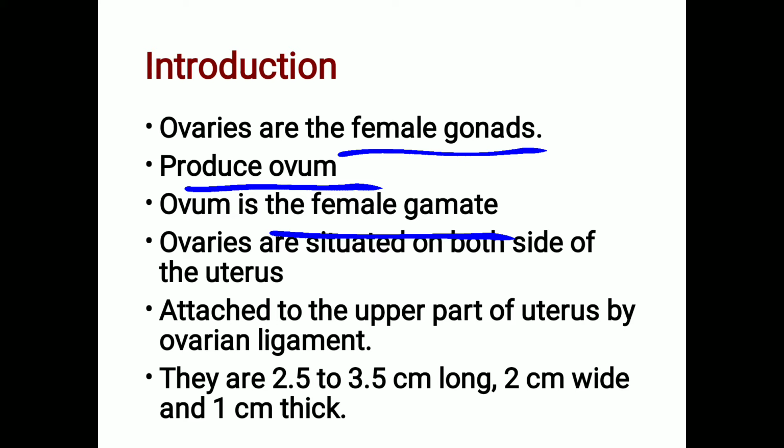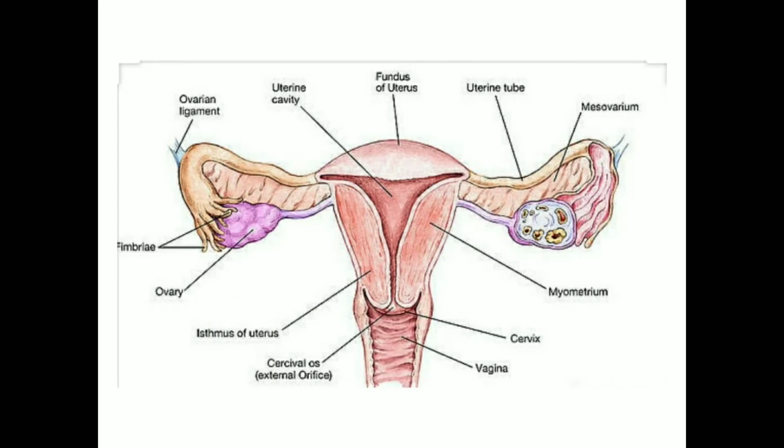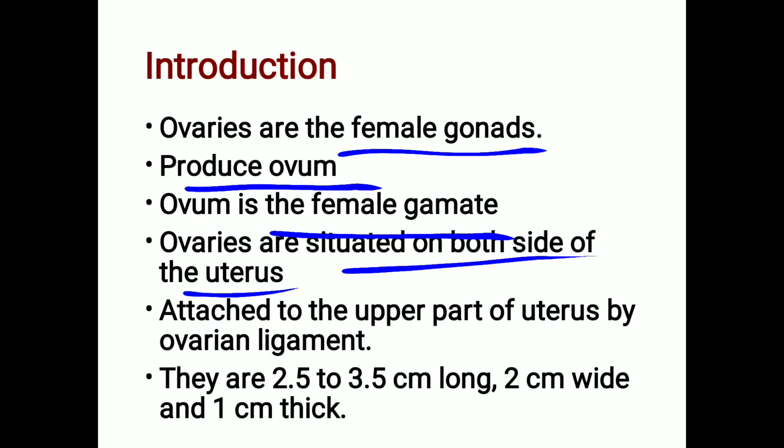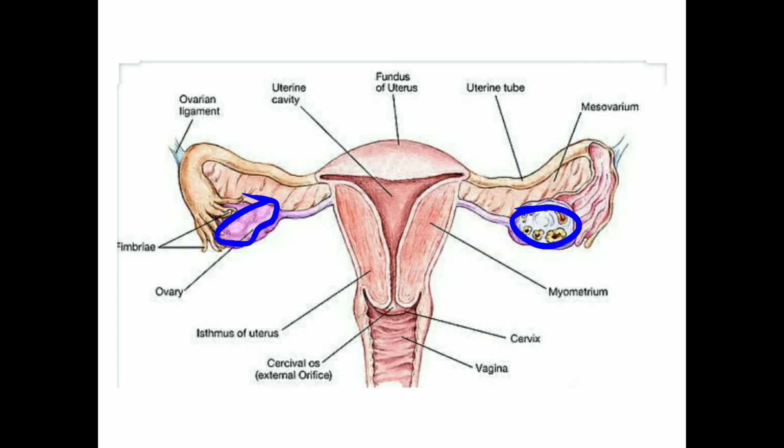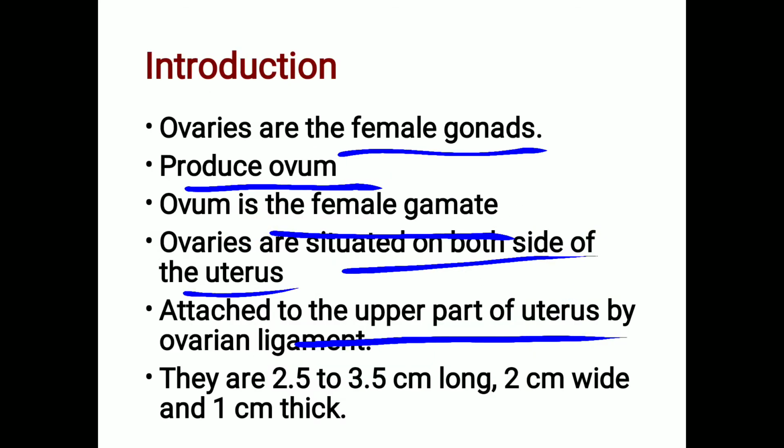Ovaries are situated on both sides of the uterus, one on the right and one on the left. They are attached to the upper part of the uterus by a ligament called the ovarian ligament.